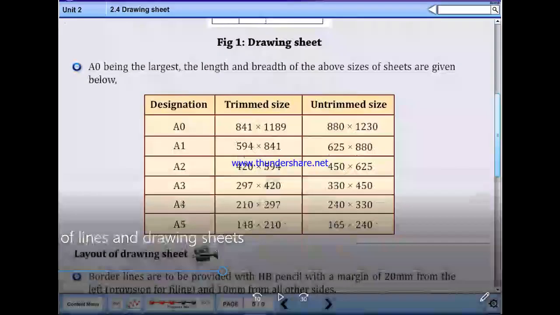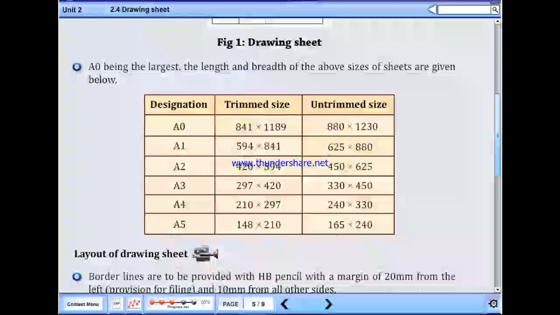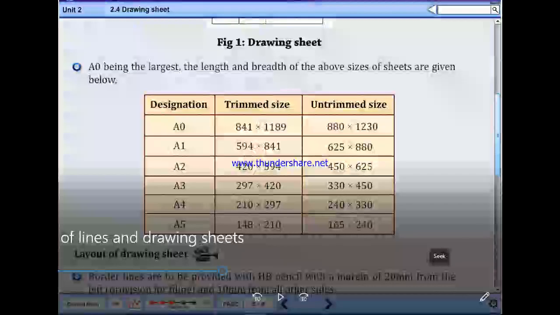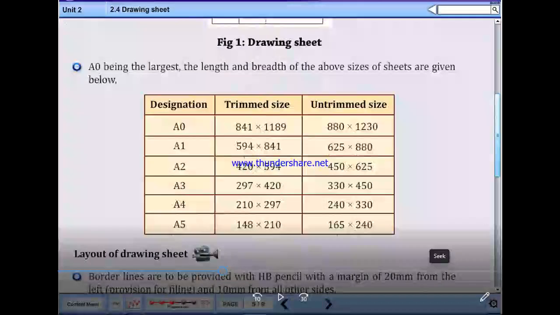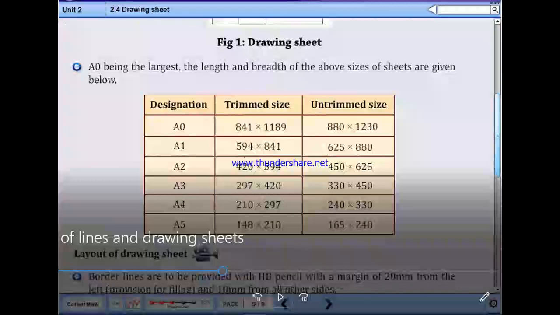Now let us note down the table. First note down all with the designation of trimmed side and untrimmed sides of A0, A1, A2, A3, A4. Now continue.